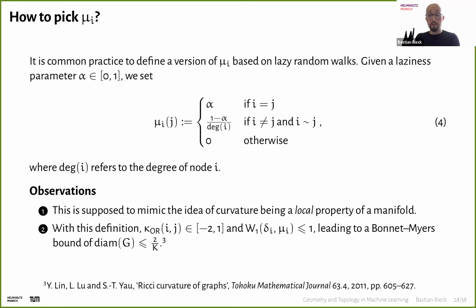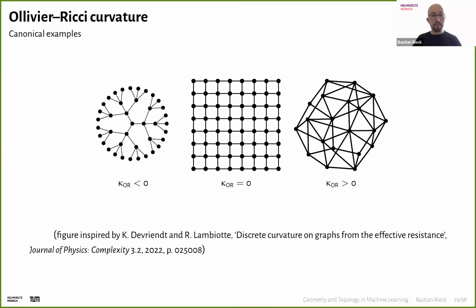for the probability measure. People define the probability measure based on lazy random walks. You take a laziness parameter: you either stay at your vertex, or you distribute the rest of the probability mass to your one-hop neighbors. If you have this, you get very nice bounds for the Ollivier-Ricci curvature on the graph, and again, you even get a nice Bonnet-Myers theorem. But in theory, you could use other probability measures, and we'll later on see how that makes sense.